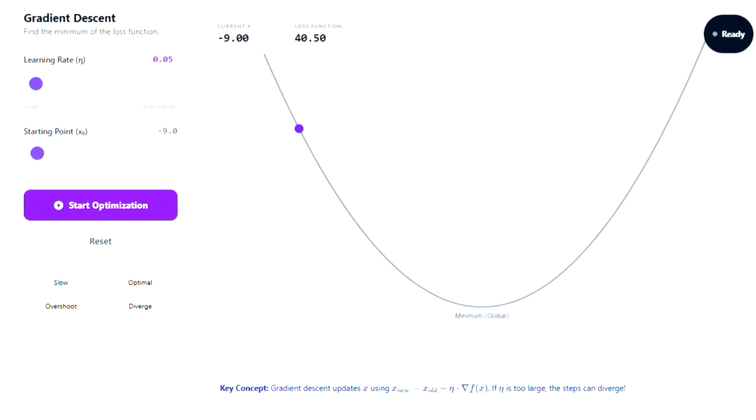Watch what happens when the learning rate is too high. The ball overshoots the minimum, bouncing back and forth between the walls. Now it's your turn. Try to find the exact point where the learning rate becomes so high that the ball diverges and flies out of the curve.